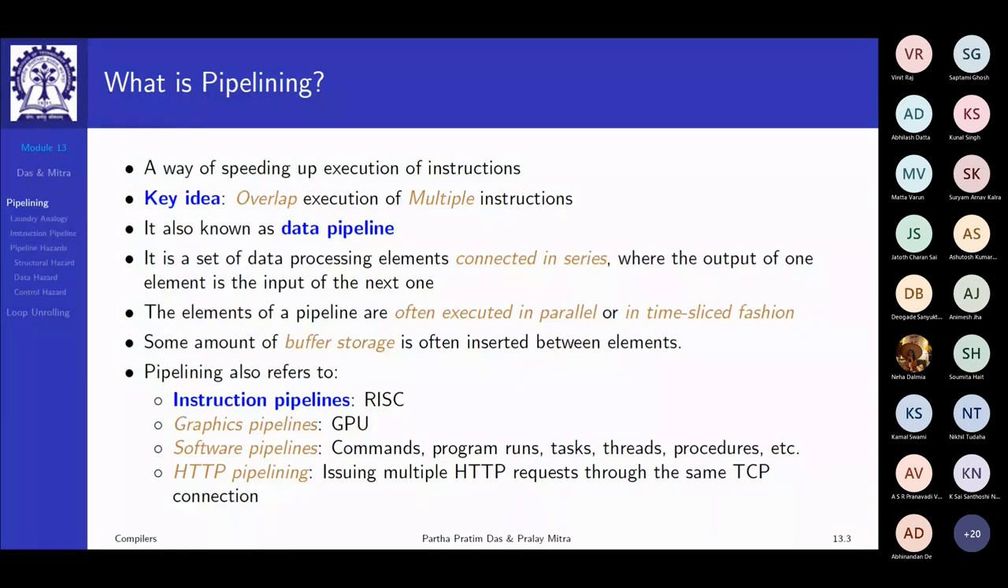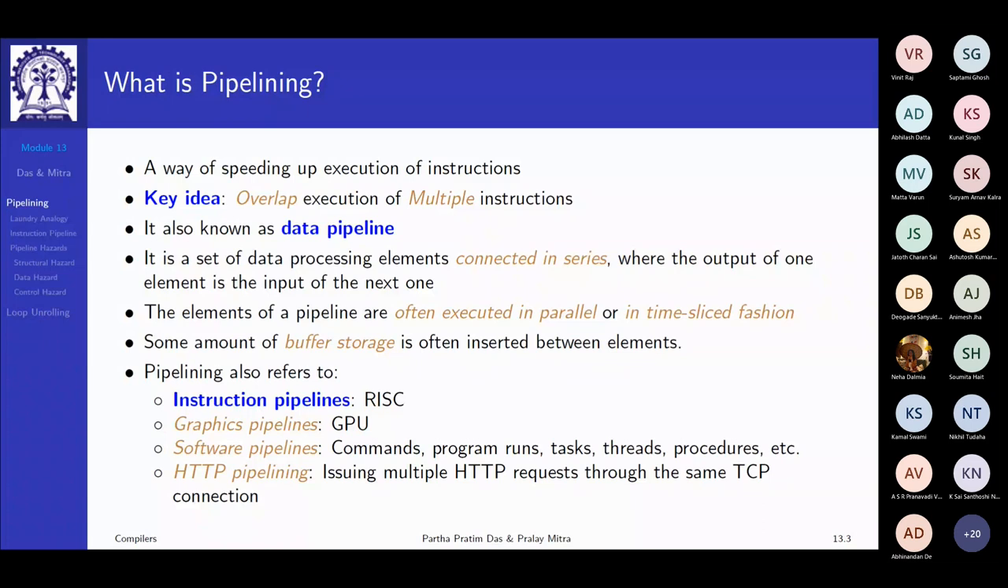This is what is commonly known as a data pipeline. There are a series of data processing units connected, where the output of one unit goes as the input to the next one, and the elements of the pipeline are executed in parallel, or they may be executed in time sliced fashion also in certain architectures. A certain amount of latch or buffer storage is often inserted between these elements.